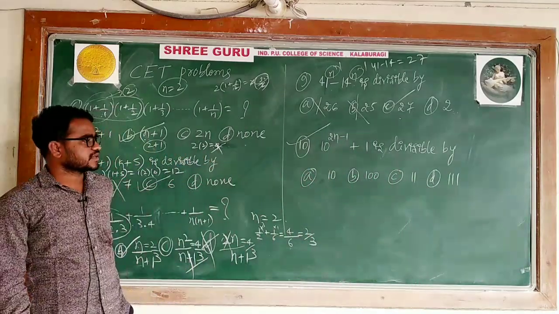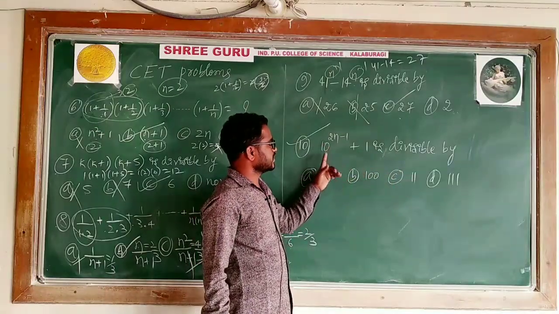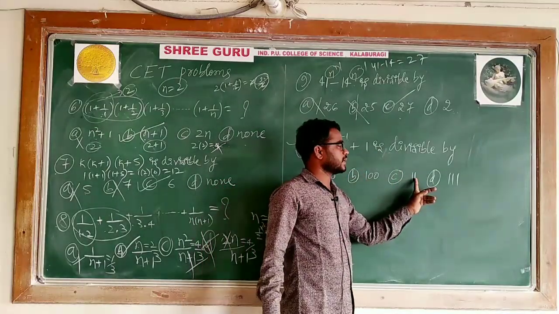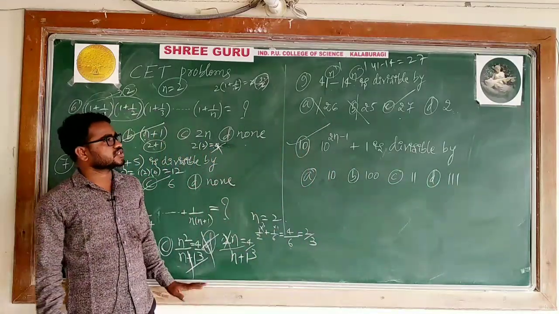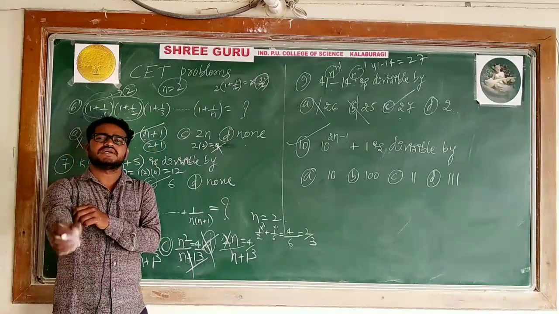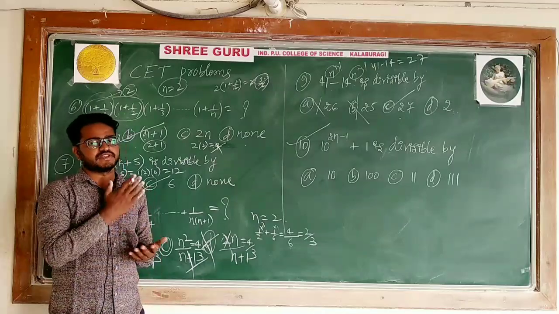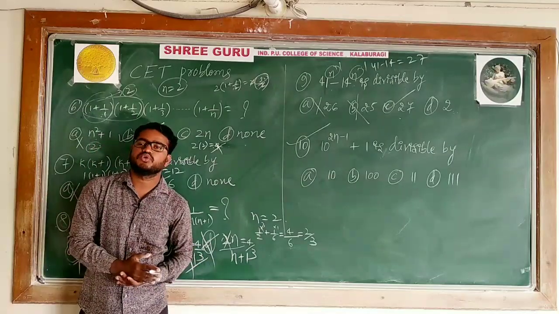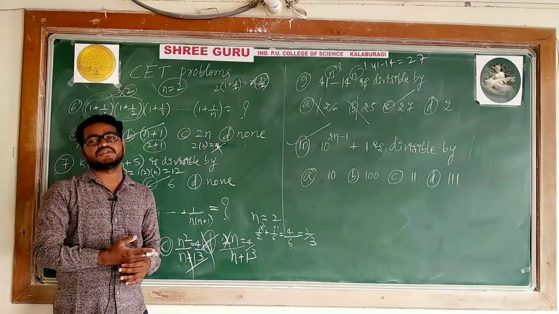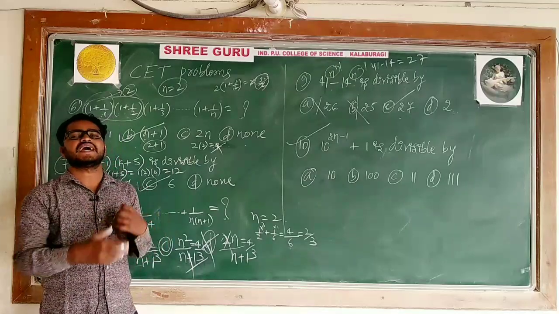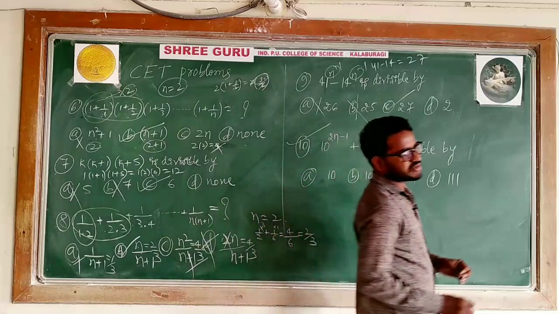You try this one, the 10th one. Put n is equal to 1 and then check whether it is divisible by 10, or by 100, or by 11, or by 111. For CET, this is nothing. Put n is equal to 1, n is equal to 2, n is equal to 3, and you will come to know. If for n is equal to 1 you get more than one option, you go for n is equal to 2. If for n is equal to 2 also you get more than one option, you go for n is equal to 3. Using the trial and error method, you can decide which is correct and which is wrong, and on the basis of that you can conclude.